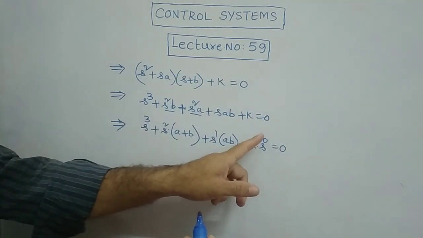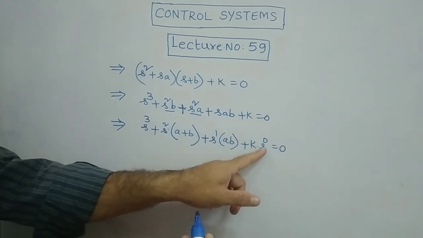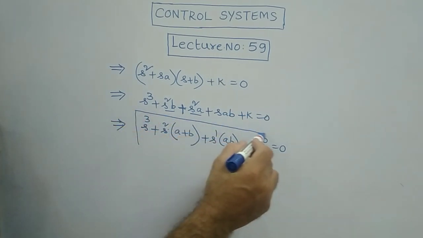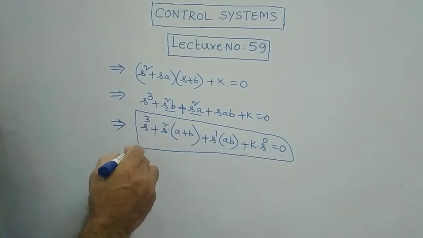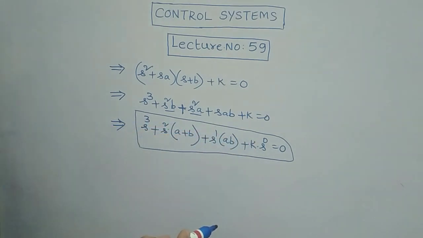Because S power 0 value is 1, it is 1 already. S power 0 is 1. This is your final characteristic equation that needs to be considered. This is a third order expression.